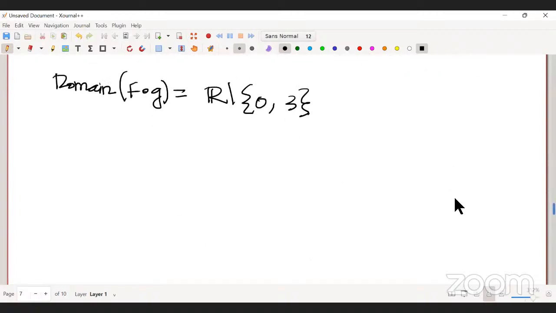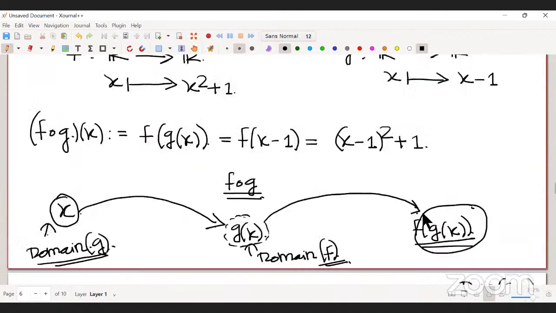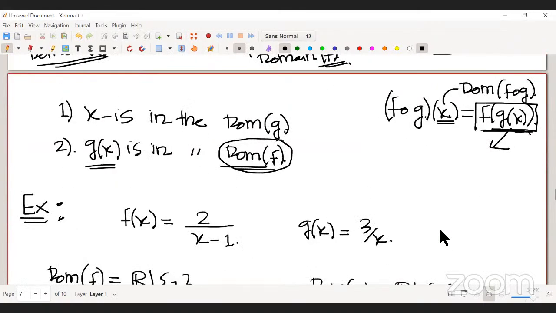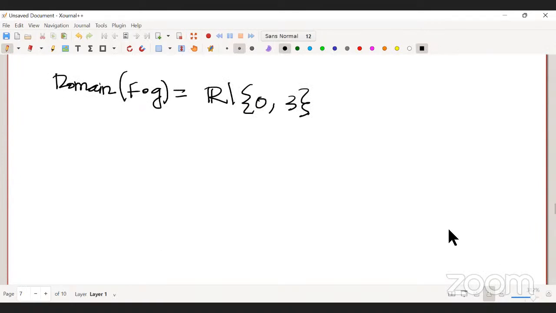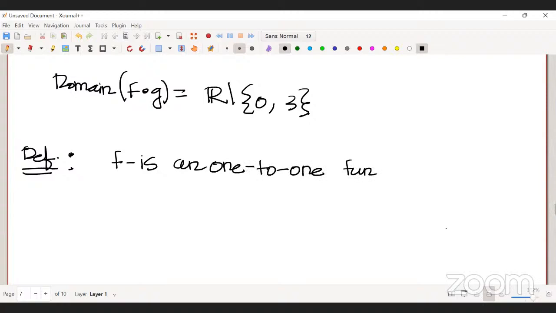So the next thing is the inverse function. Since we have defined the composition function, after that we can define the inverse function, because we need the definition of composition to define the inverse of a function. So suppose f is a 1-to-1 function. This is the first condition. I can only talk about the inverse of a function if that function is 1-to-1. Otherwise, I cannot talk about the inverse of a function.